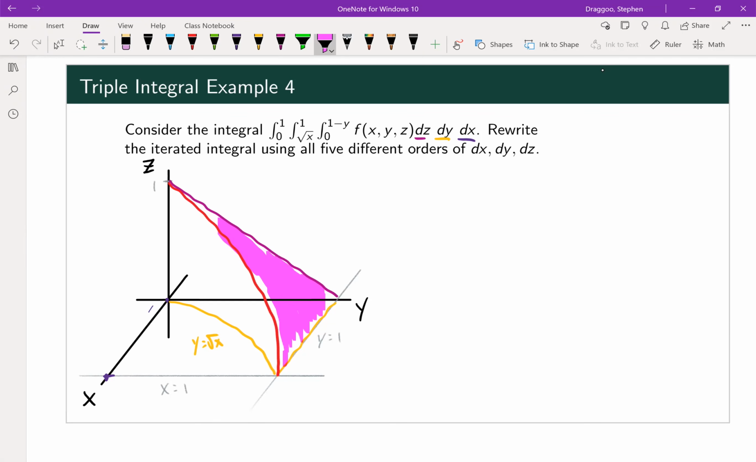Hopefully this is easy enough to read. And then I have this other curved shape that's going from the origin out to the point where x and y are both equal to 1. So you end up with that shape that's right there.